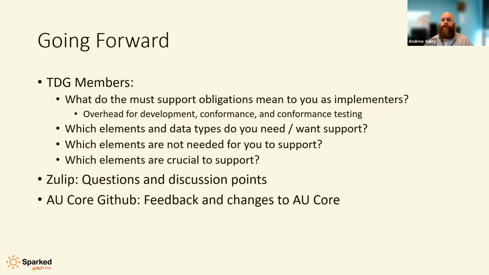So really looking at it from the AU Core IG and going through those elements and those profiles that you as an implementer will care about, and making sure that those must support tags and those must support labels are applied to elements that you agree with. We want to hear, are these elements that you think should not have must support on them? We want to hear, hey, this element actually should have must support on it, here's why. These elements should have must support removed. They're not applicable in these cases. They don't add value.